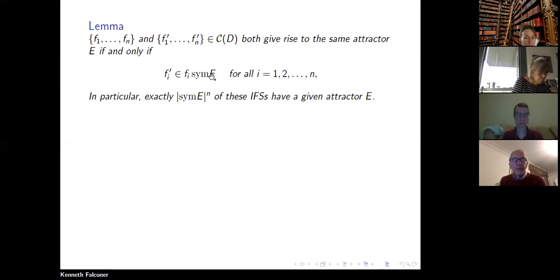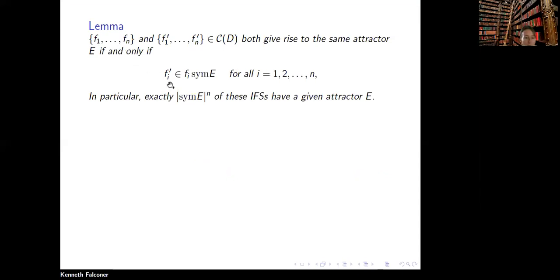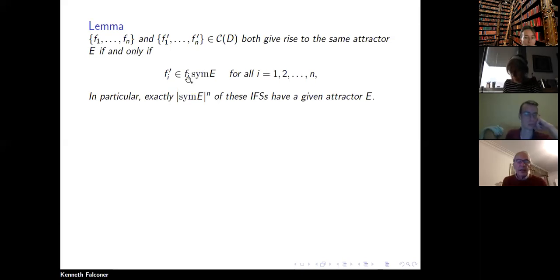So if you know what symmetries the attractor generated by an iterated function system has, then for any other iterated function system that gives the same attractor, you get the Fi primed simply by taking one of the symmetries and left multiplying by Fi. And in particular, since you've got little n similarities and a choice of any symmetry of E relating Fi and Fi primed, precisely the order of the symmetry group of E to the power n of these n-tuples will yield that attractor E.